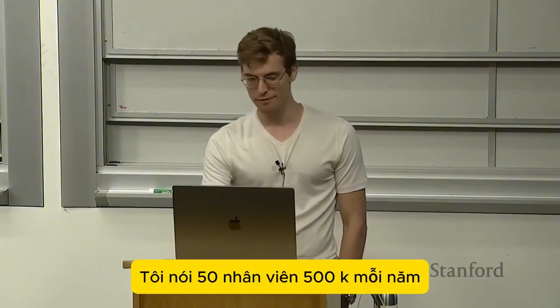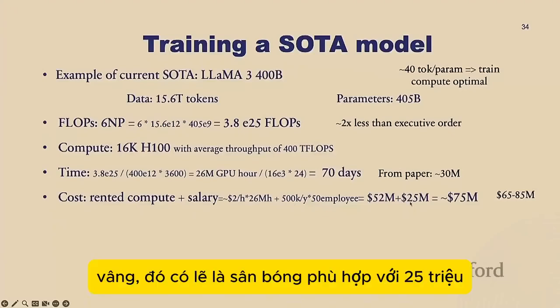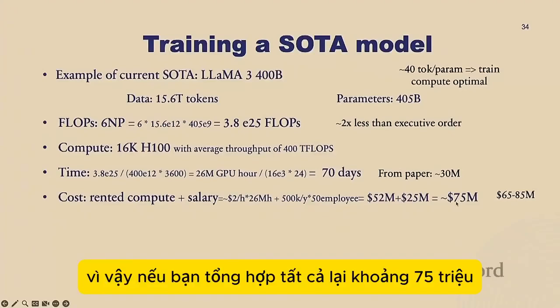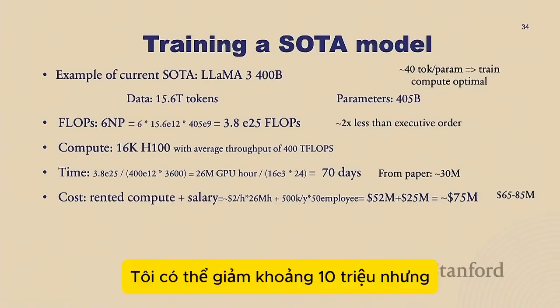Now salary, I said 50 employees, 500K per year. It's probably the right ballpark. That's 25 million. So if you put it all together, it's around $75 million for training this Llama model. I'm probably off by like 10 million, but that's the right ballpark.